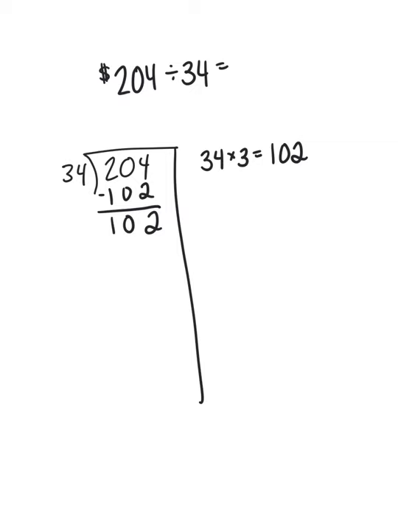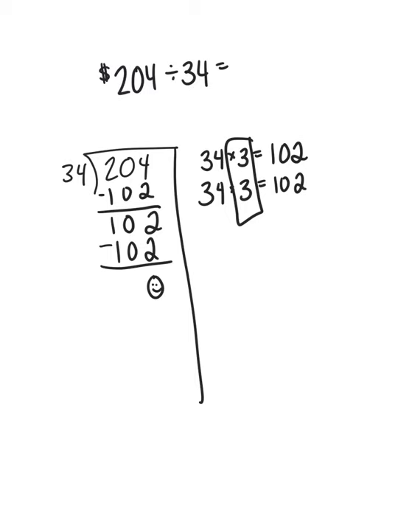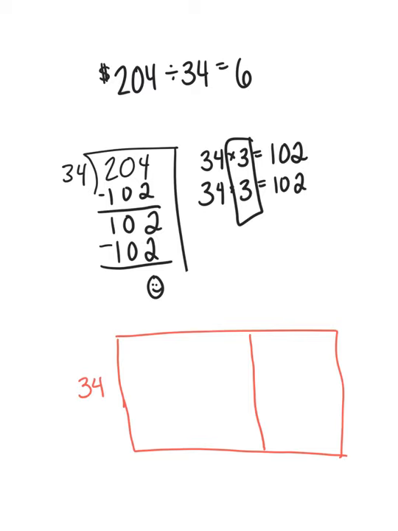And that leaves me with $102 more to share. So I'm going to give all of my friends $3 more. And now I'm all out of money. And I gave each of my friends $6. Okay, now to connect this to our area model, let's say that we have this large area that represents our $204, and then I can say that 34 times 3 equals 102, and then another 34 times 3 equals another 102.